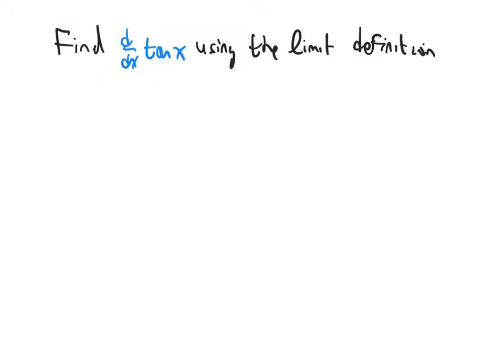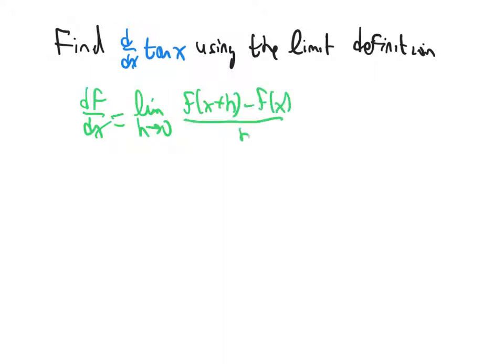So here we're going to find the derivative of tangent of x using not the quotient rule, but using the original limit definition of the derivative of any function. So remember that the derivative of some function with respect to x is defined as the limit as h becomes 0 of f of x plus h minus f of x all over h. So we're going to take this and break it down step by step.